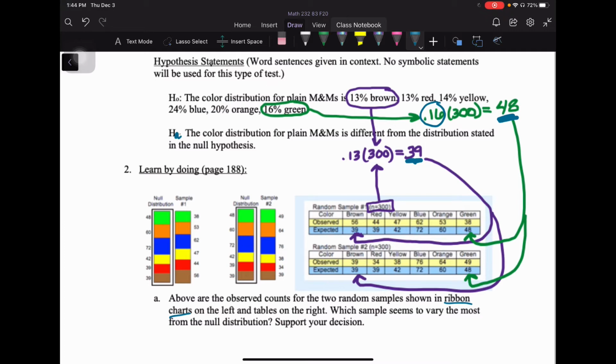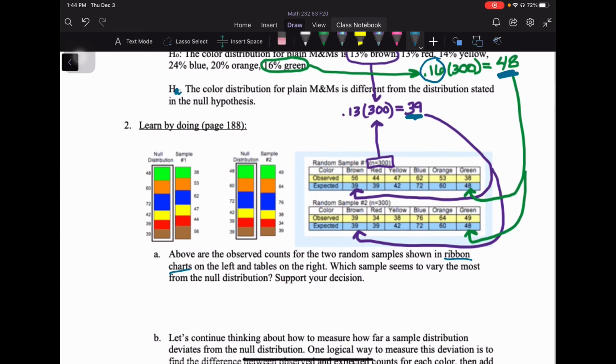And then these observed counts are what were actually in the bag. Which sample do you think varies most from the null distribution? The way you can look at this is to compare the observed versus the expected. How many were close together and how many were far apart? Well, in this sample here, 39 is 39. That's pretty close. This is a difference of 5. We've got a difference here, but look over here, this is a pretty big difference. So you want to compare and see between sample 1 and sample 2 which one was closer to the actual percentage of what we were supposed to be.